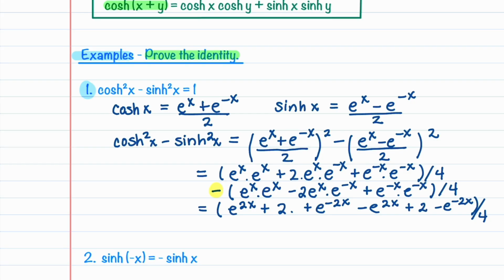Now let's go ahead and see what cancels. Our e to the 2x cancels. And then our e to the minus 2x cancels. So it looks like we are going to get 1 because we have a 4 on top and a 4 on the bottom, and that gives us a value of 1. So we have proven that cosh² minus sinh² is equal to 1.